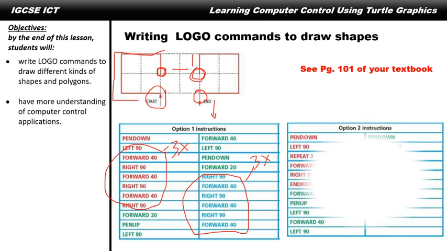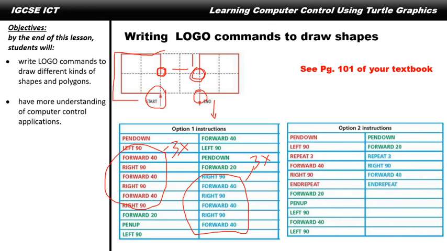All right. And the second option to draw the shape is this one at the other side. You can see that it has been repeated using the repeat and end repeat command. This is how to write it. Please don't forget: repeat 3, forward 40, right 90. Why? Because forward 40, right 90 is repeated 3 times. So make sure you end the repeat. 3 is the number of times forward 40, right 90 is repeated. You can also see it at this other side.